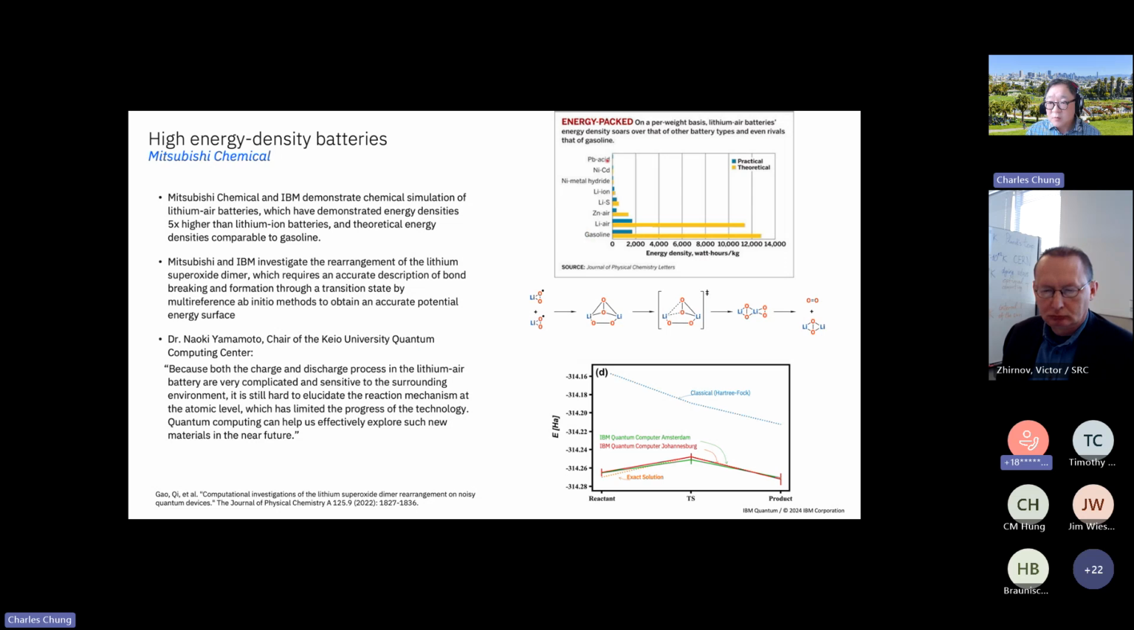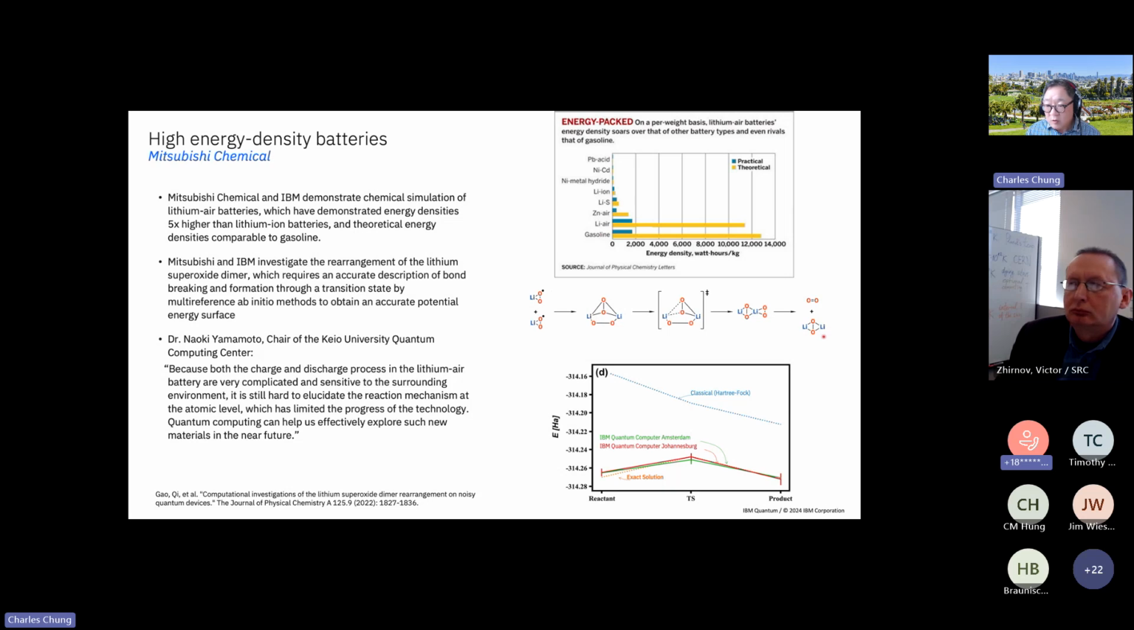You can see most batteries, this is energy density here. Most batteries have an energy density that's an order of magnitude or less compared to, say, gasoline. But there is one battery chemistry that has an energy density approaching that of gasoline, which is lithium air. But lithium air has quite a few development challenges in order to become practical.